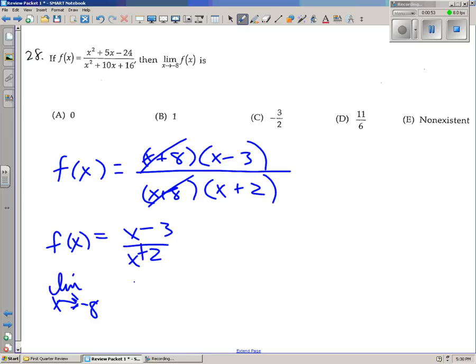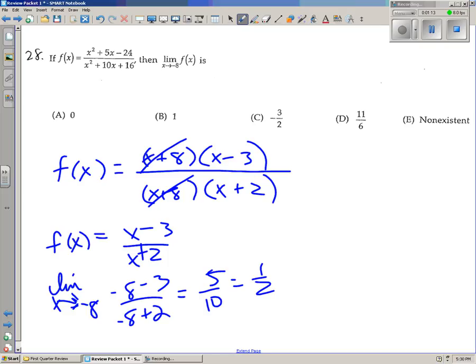So now we can plug in 8 minus 3 over 8 plus 2. We get 5 over 10, otherwise known as a half. And that's not right. So, back to the drawing board. What did I do wrong? Let's see. Oh, because it's -8. That would explain it.